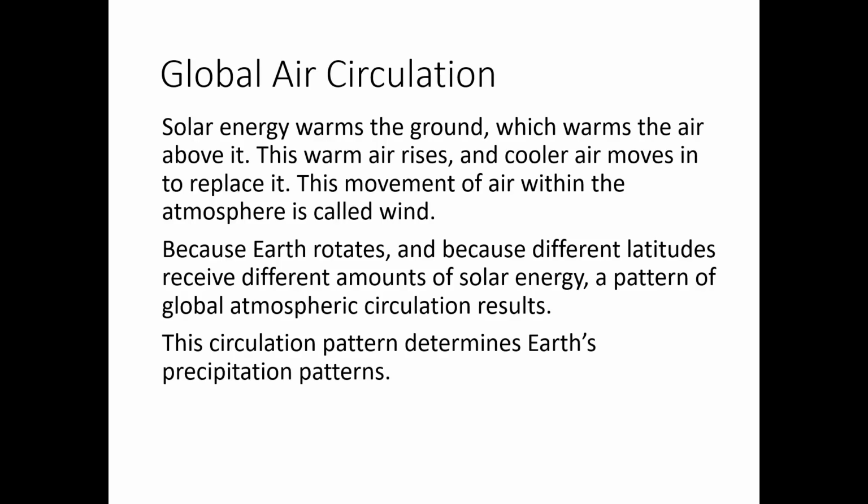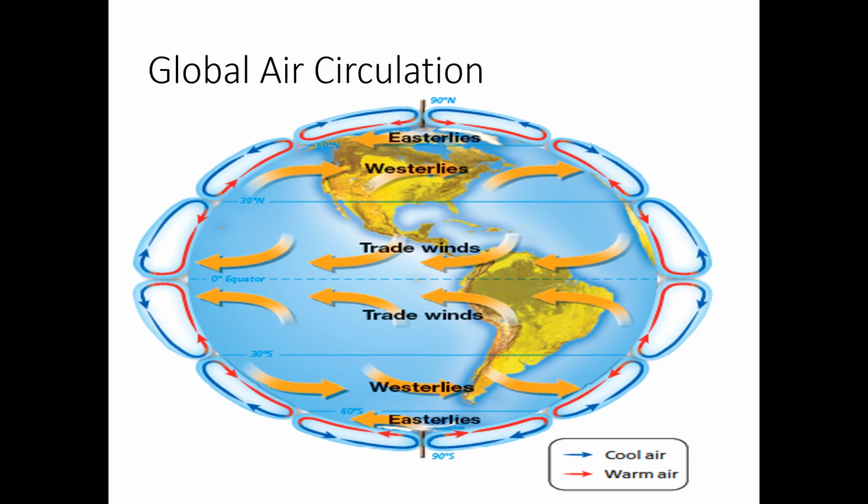And again, because different areas of the earth receive different amounts of sunlight, and because the earth rotates one time during the day, and different latitudes are going to receive different amounts of that solar energy, this whole pattern, this whole cycle that I just drew, is going to vary. It's going to vary depending on where you're at on the earth and during which time of day and time of year you're at. And this circulation pattern is related to the precipitation pattern. So everything is connected here.